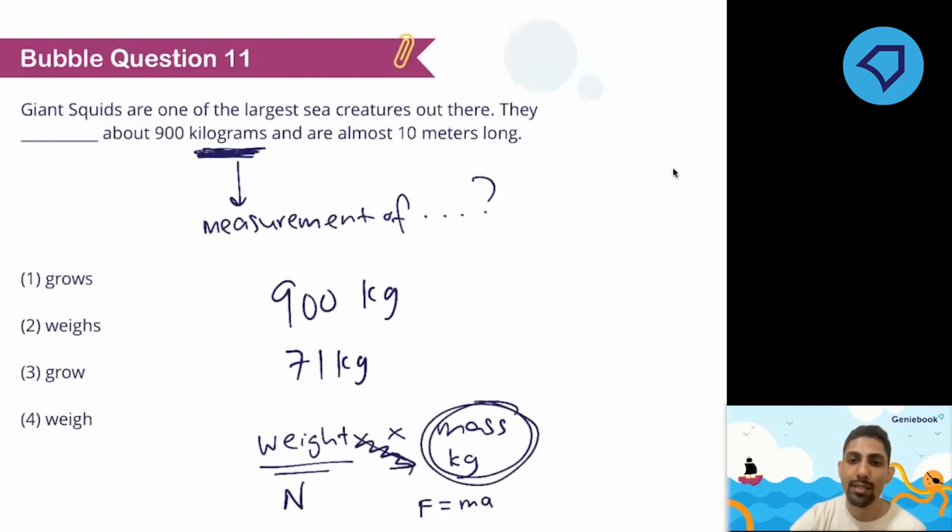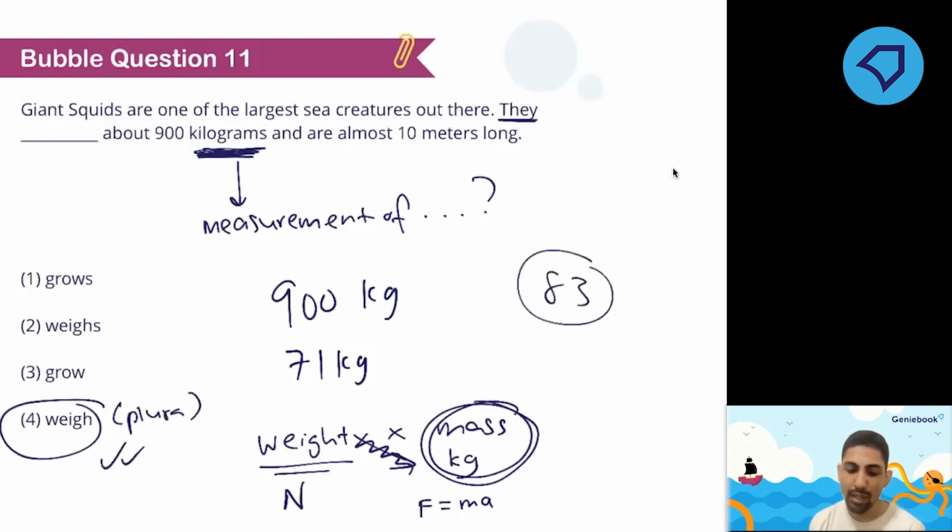So what is the proper answer? The proper answer is weigh. They weigh. Why is it weigh? Because we are talking about they. It rhymes. Okay, they weigh, plural. Somehow only 83 people got this. We don't say they grow about 900 kilograms. No.